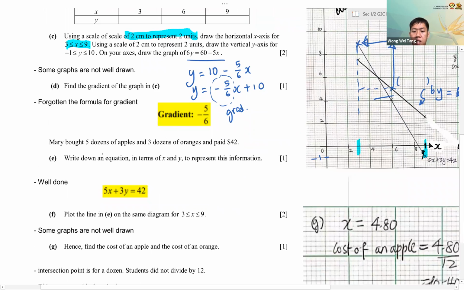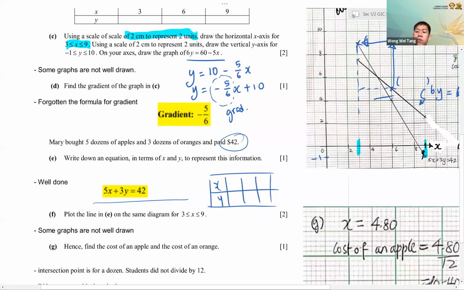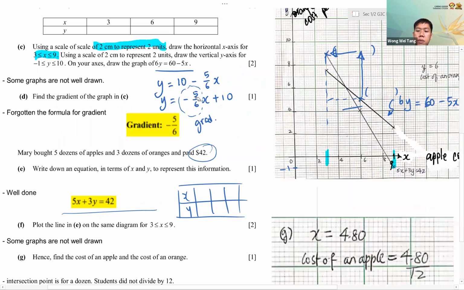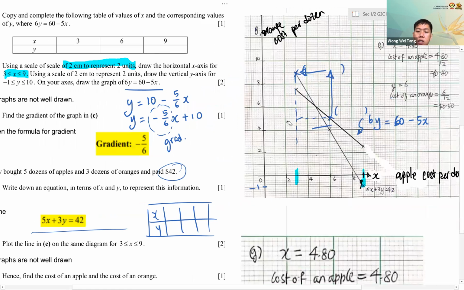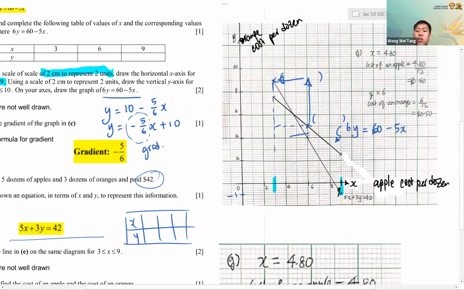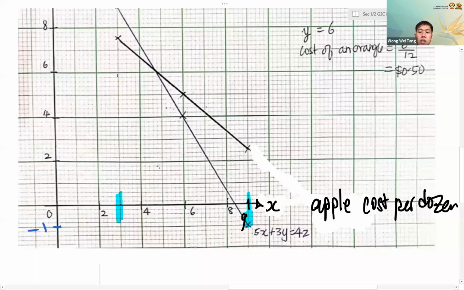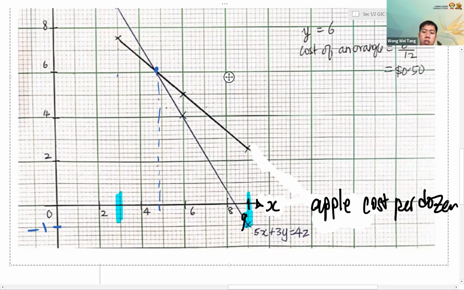Another person bought 5 dozen apples, 3 dozen oranges, paid $42. So writing down the equation, not a problem. Plot the line. Some graphs are not well drawn, okay? So plot the line, you still must have 3 sets of data, x and y. 3 sets of coordinates. So finally, hence find the cost of an apple and of an orange. So when you have 2 graphs drawn on the same axis, chances are they are asking you to find the point of intersection. So with these 2 graphs, look for the point of intersection. Okay, get the x coordinate as well as the y coordinate.